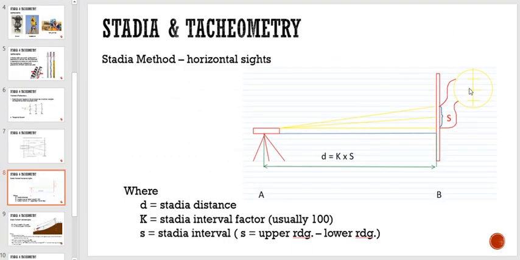The middle reading or the end reading is called the rod reading. So from the previous formula, Ks plus C, the C is the constant, the Stadia constant.